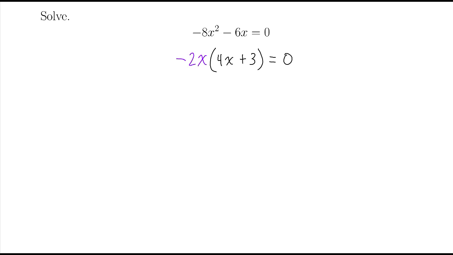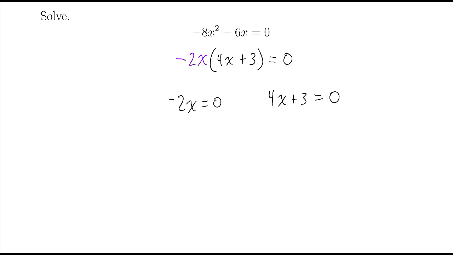Okay, now we rewrote it, right? Now we have two factors that are multiplied together that equal 0. The product of these two factors is 0. So I'm going to use the zero product property. The first thing could be 0. The second thing could be 0. Now we'll find the x value for each of these equations that would give 0.